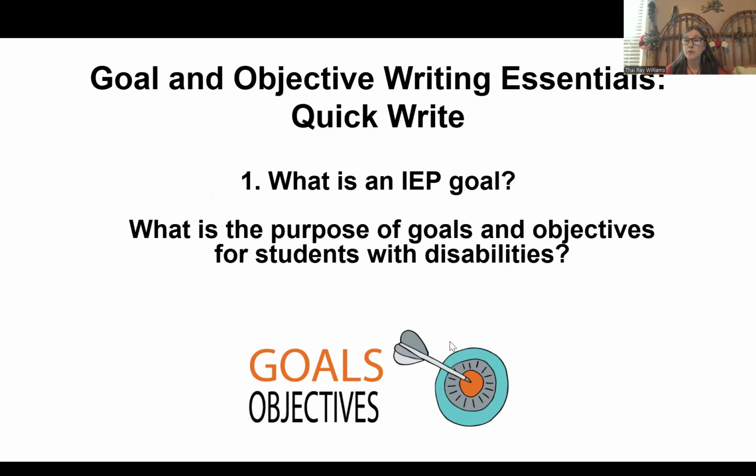All right, let's start talking about IEP goals and objectives. So the first thing I want you to do, this is for your participation document. I want you to put it in a Word document. Remember, you're going to write the question on one line, and then write your response underneath. So for number one, you have two questions. What is an IEP goal, and what is the purpose of IEP goals and objectives for students with disabilities?